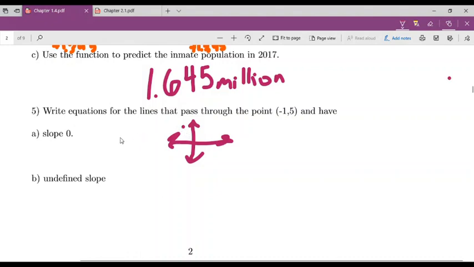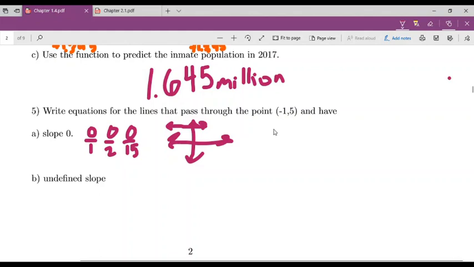Now a slope of 0. If we're thinking about 0, 0 could be rewritten as 0 over 1, which is still 0, 0 over 2, which is still 0, could even be written as 0 over, say, 15, which is still 0, which means we rise none, but we can run as many as we want to in either direction. So honestly, this is a horizontal line right here that passes through that point.